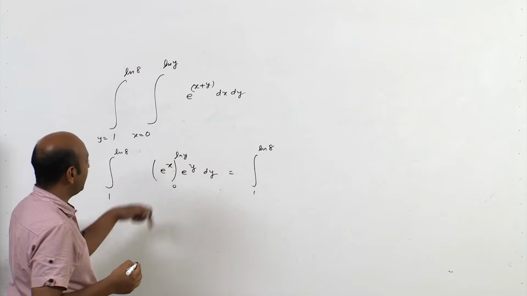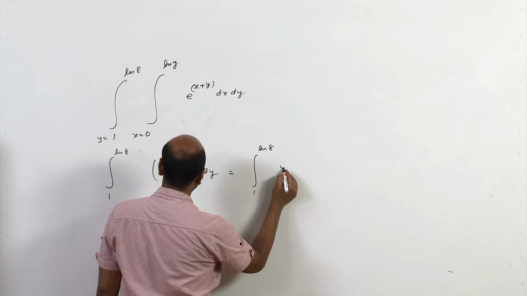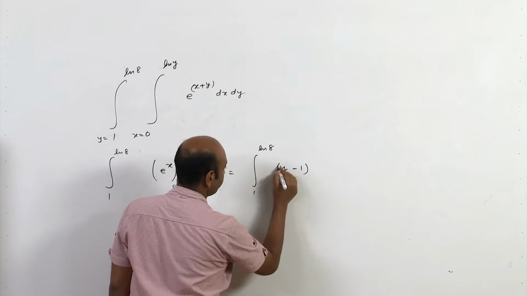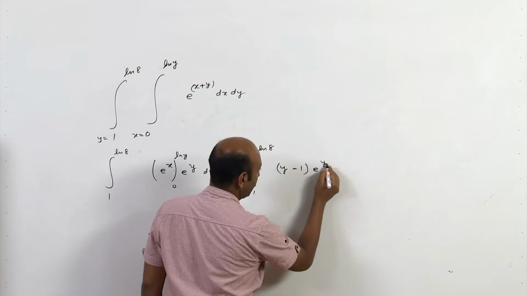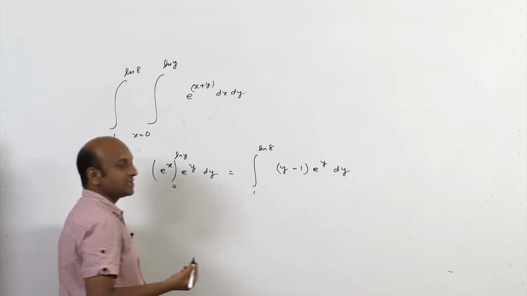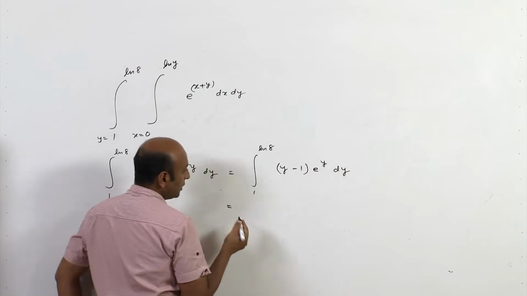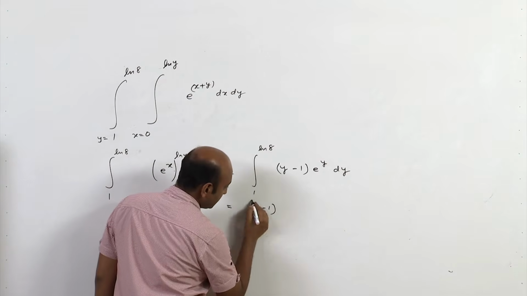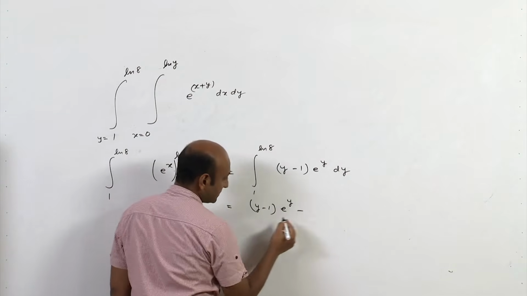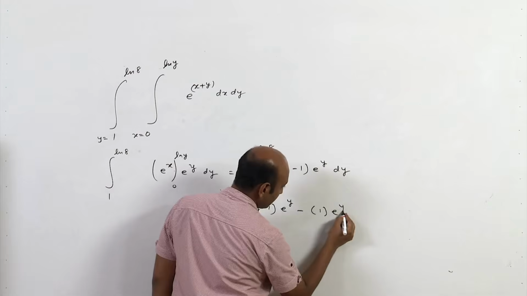Now, when x is ln y, the limits become y, and at 0 it is 1, and it is e raised to power y dy. Now, you can simply integrate this using the product rule. So, it is first as it is, then e raised to power y minus the derivative of this, which is 1, and the integral of this is y.